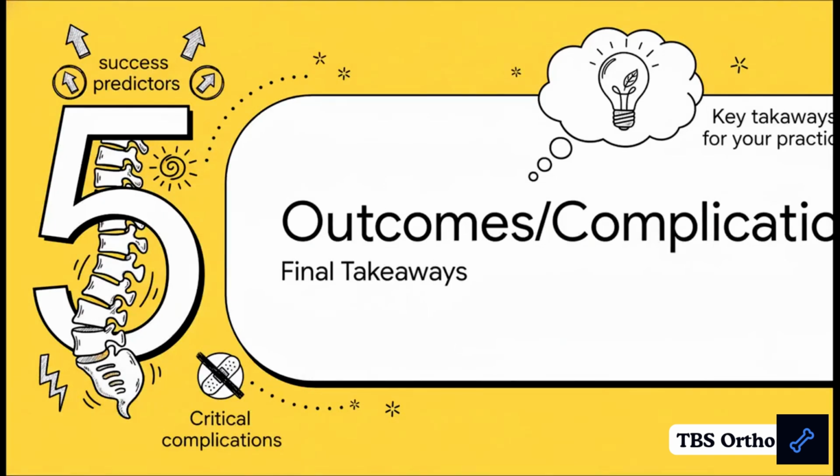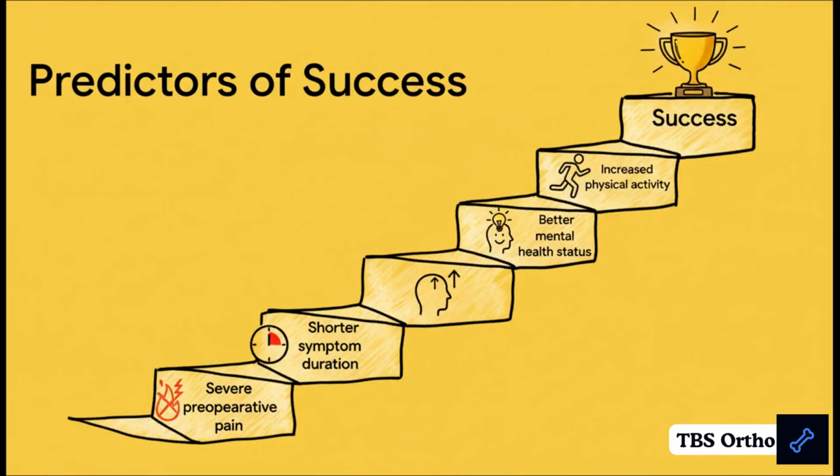Okay, let's start to bring this all home by talking about outcomes. We'll quickly summarize what predicts a good result, go over the must-not-miss complications, and pull out the key takeaways for your practice. The literature is pretty clear on this. These 5 factors are our best predictors for a successful surgery. This stuff is so essential for counseling patients, right? It helps us set realistic expectations and, frankly, helps us get better at picking the right patients for the operating room in the first place.